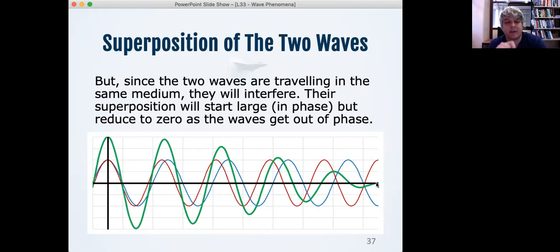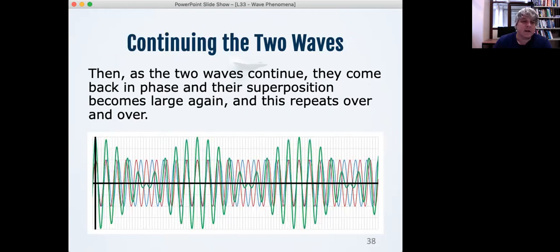And if you do that over and over, this graph is a little bit hard to read. I didn't do the contrast very well, but you can hopefully pick out that the green wave starts big, gets small, but then of course the waves are still going to be these different wavelengths, so they'll end up back in phase again, and so it gets big again. So the green wave, the superposition, gets big again, and then it gets small again, and then big again, and we get this oscillation of the amplitude.